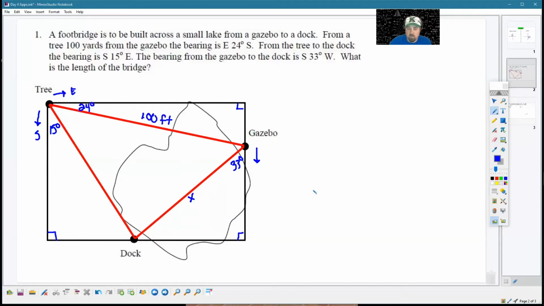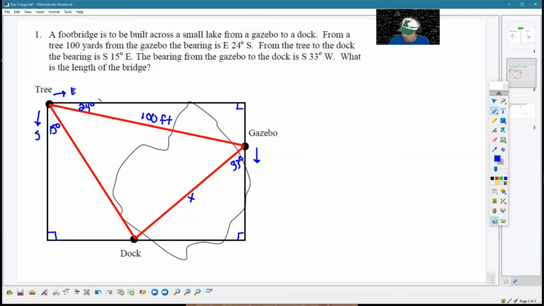With what I'm given, none of those angles are inside the triangle yet. I'm not even sure how to find all of them. I can find this one, but it makes finding these a little bit tougher. Finding these right triangles on the outside makes this whole process a little bit easier. So we know that all three of these angles should add up to 90, so let's plug that through.